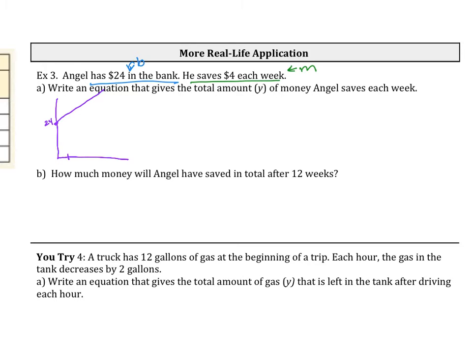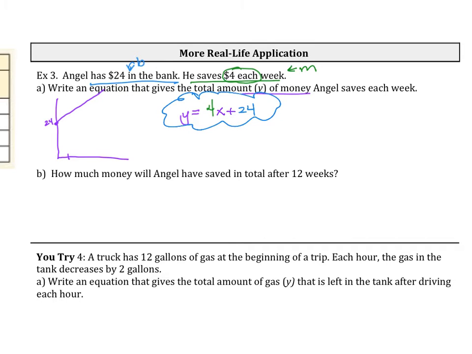So let's write an equation. So total amount y of the money Angel saves each week. So total amount y equals our slope, saves each week. So anything if you see per each week, that'll be a good clue. 4x plus the y-intercept of 24. So that is the equation.